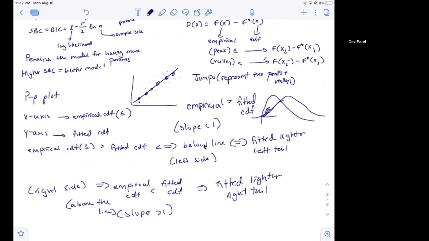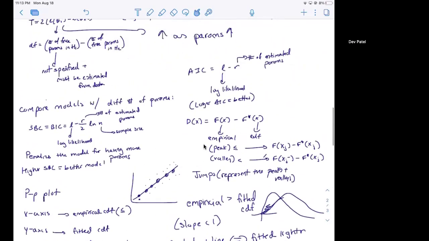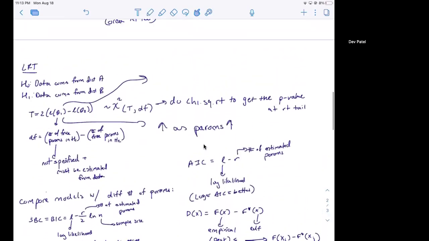On the right side, we have the opposite case, where empirical CDF is less than the fitted CDF. There we have a lighter right tail on the fitted CDF. So based upon how it compares to the diagonal line, the notion of perfection, which is where the empirical CDF equals the fitted CDF, you can tell if your fitted CDF has a lighter left tail or right tail. So these are some ways to assess how well your data follows a certain distribution.